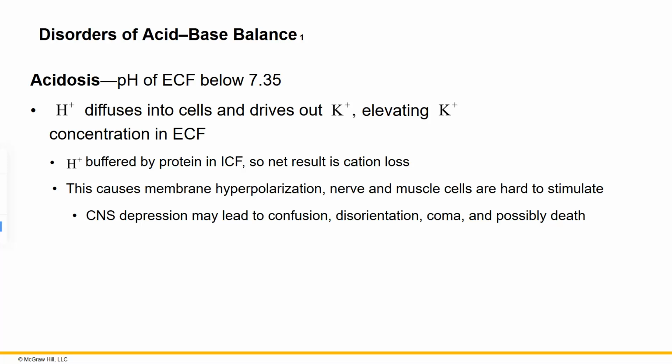Hydrogen is buffered by protein in the intracellular fluid, so the net result is cation loss. This causes membrane hyperpolarization. Nerve and muscle cells are hard to stimulate. CNS depression may lead to confusion, disorientation, coma, and possibly death.